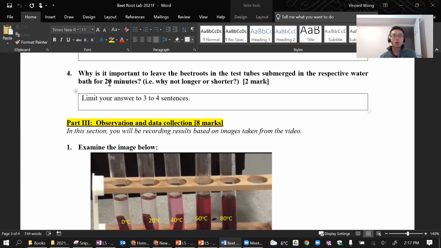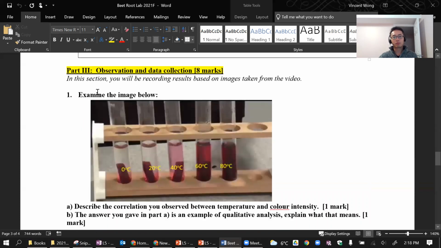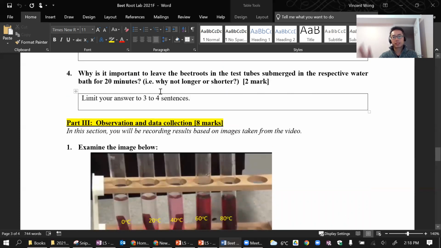If you leave them in too long, then you leave too much time for the diffusion to take place, and they might all look very dark. Okay, so 20 is the time where you leave just enough time for the diffusion to occur, and you can still observe a significant difference. Okay, so some people explain that quite well. Others kind of miss the point, but that's the answer.